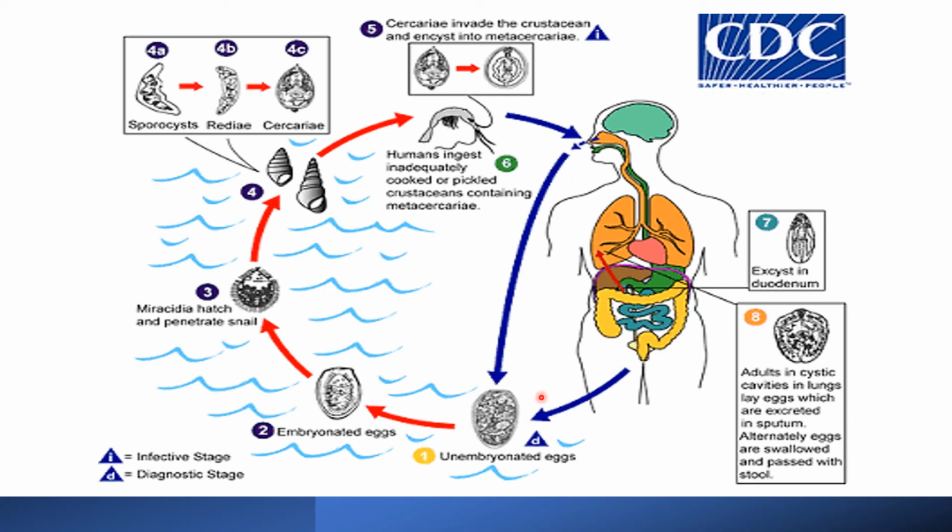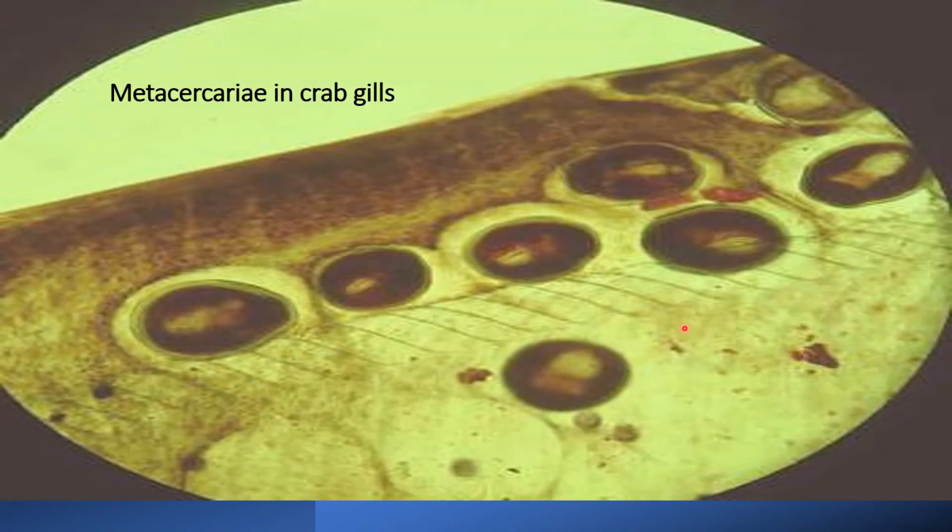Again, the cycle is completed by expectorating unembryonated eggs, or through defecation. This picture shows an example of crab gills infected with metacercariae.